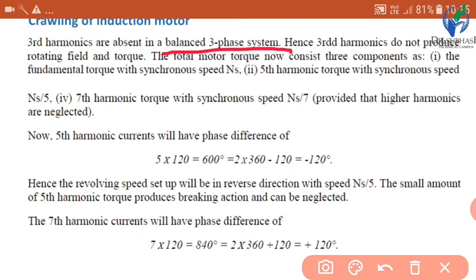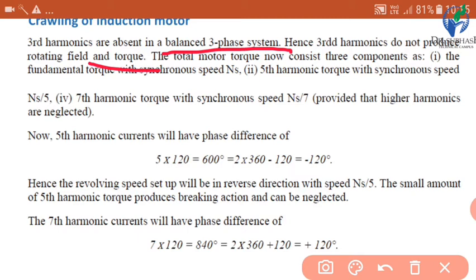Hence, third harmonics do not produce a rotating field and torque, because if it is not present, then its effects will also not be present. We have already seen that due to the third harmonic there is some harmonic torque, but if the third harmonic is not present, then the harmonic torque is also not present, and the rotating field will also not be present. The total motor torque now consists of three components.